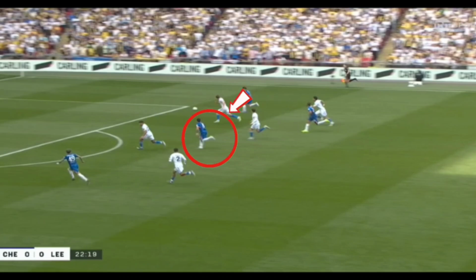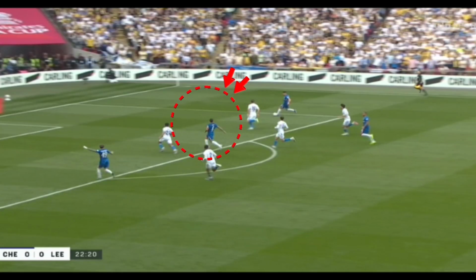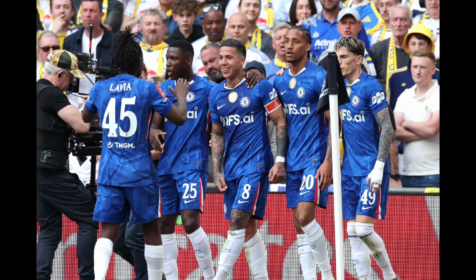And now observe Enzo Fernandez's movement. At that time, Enzo Fernandez was running for the ball, like he was going towards the goal. And then just see the movement of Enzo Fernandez in the next second. He actually stopped a little to confuse the defender.